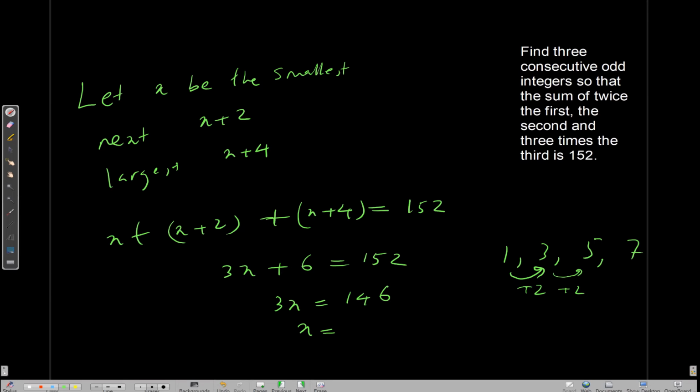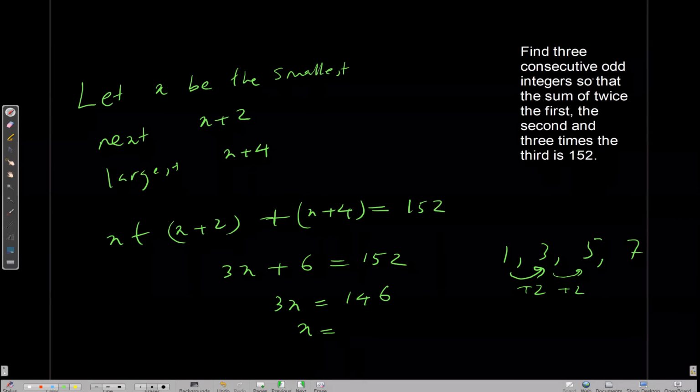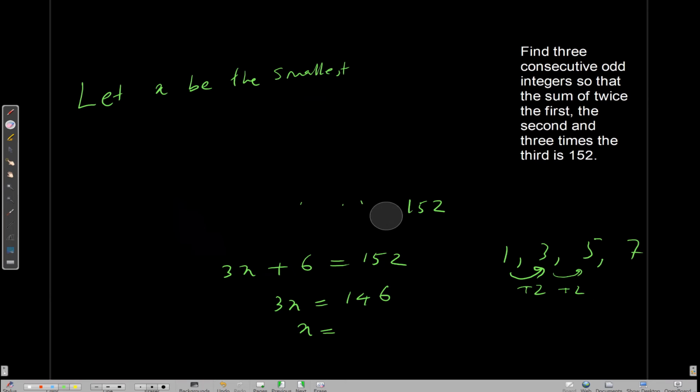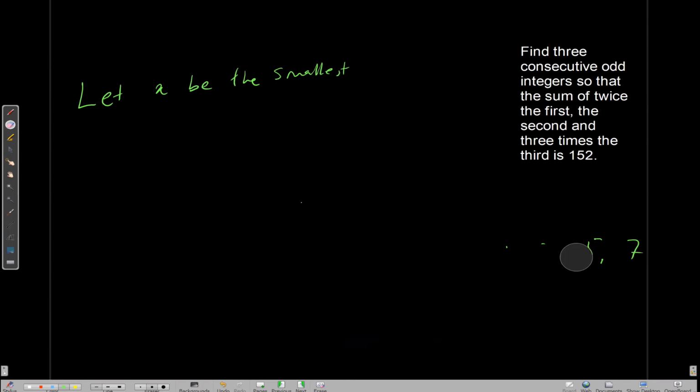Wait, I made a mistake. I was thinking about the last problem and I made a mistake. I did not read it carefully. So find the sum of twice the first, the second... Okay, what was I doing? Sorry about that. I was doing exactly what I did before. See, that's how our mind works. That's how the human mind works. So this is why you need to be careful. You need to read it.